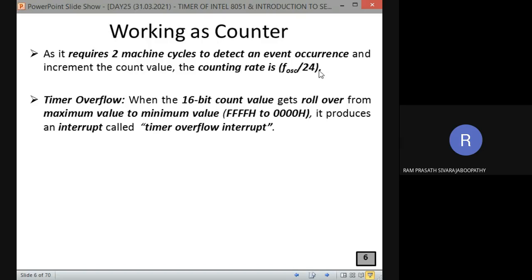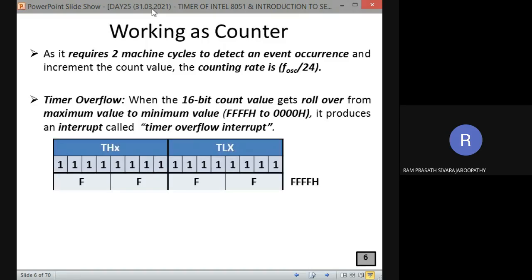Can you say, when I say timer operation, what is it going to count? A known internally generated clock pulse. Fine. When I say it is a counter, what is it going to count? Yes, it is going to count the external input, that is, from the counter input. That's all. So this is the case that I have told.